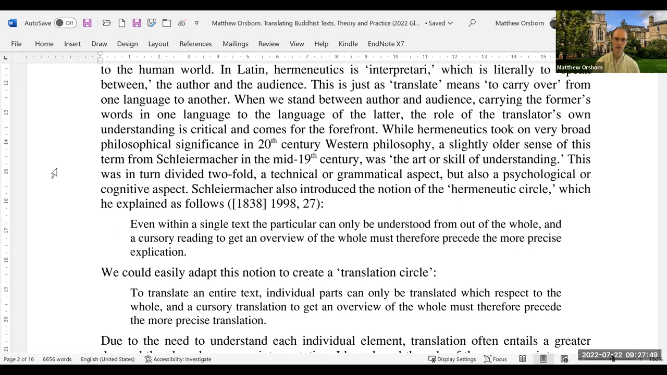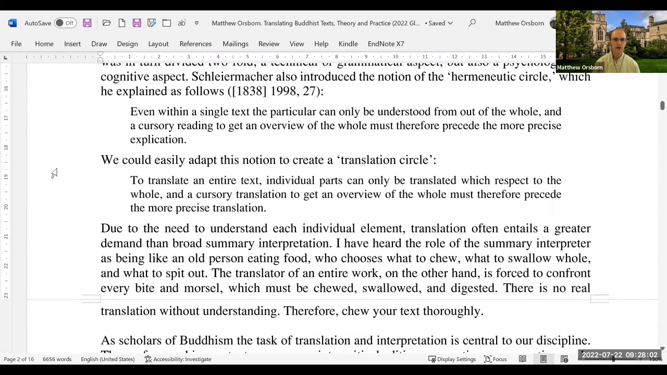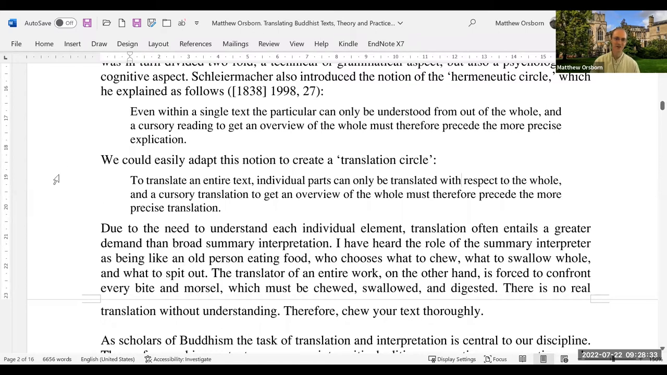Now, this was in turn divided twofold by Schleiermacher, a technical or grammatical aspect, but also a psychological or cognitive aspect. Schleiermacher introduced the notion of the hermeneutic circle, which he explains as follows. Even within a single text, the particular can only be understood from out of the whole, and a cursory reading to get an overview of the whole must therefore precede the more precise explanation. Now, we could easily adapt this notion to create a translation circle. So to translate an entire text, individual parts can only be translated with respect to the whole. And a cursory translation to get an overview of the whole must therefore precede the more precise translation.